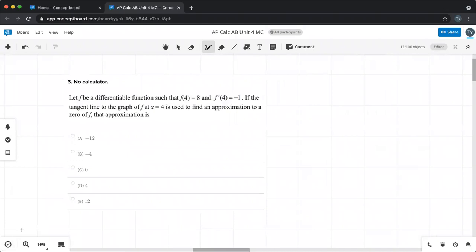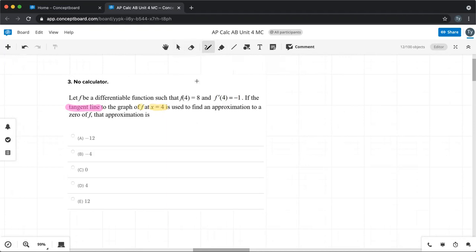Okay, for question 3, we're going to let f be a differentiable function such that f of 4 is 8 and f prime of 4 is -1. It says if the tangent line to the graph of f at x equals 4 is used to find an approximation of a 0 of f, that approximation is something. Okay, so we are looking for a tangent line before anything. And more specifically, we're looking for a tangent line at x equals 4 for f.